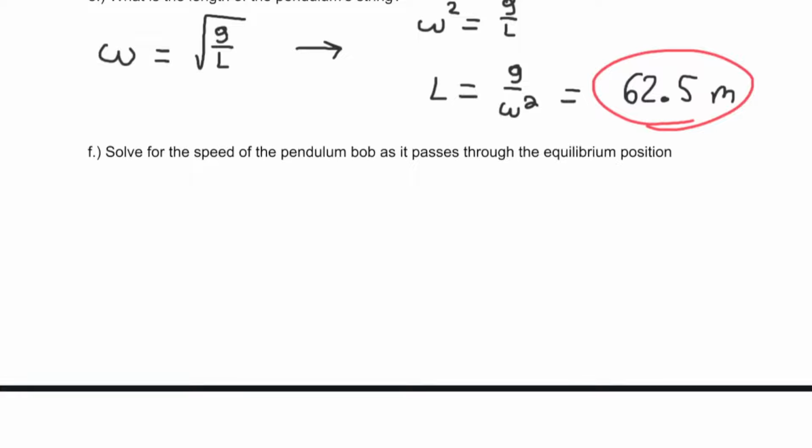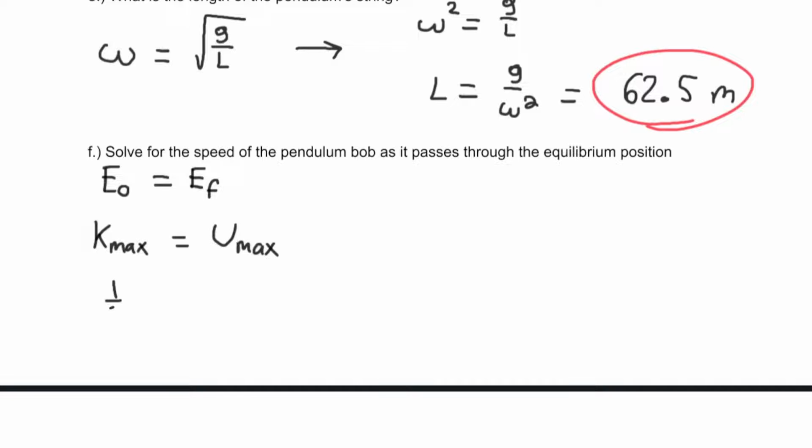And then we want to use energy to solve for the speed of the pendulum mass as it passes through the equilibrium position. So we are going to use the fact that energy is conserved in the system during the swing. And it's probably easiest to just set the maximum kinetic energy equal to the maximum potential energy, because at the point where it has maximum potential energy, it's stopped, and at the point where it has maximum kinetic energy, it has no gravitational potential.